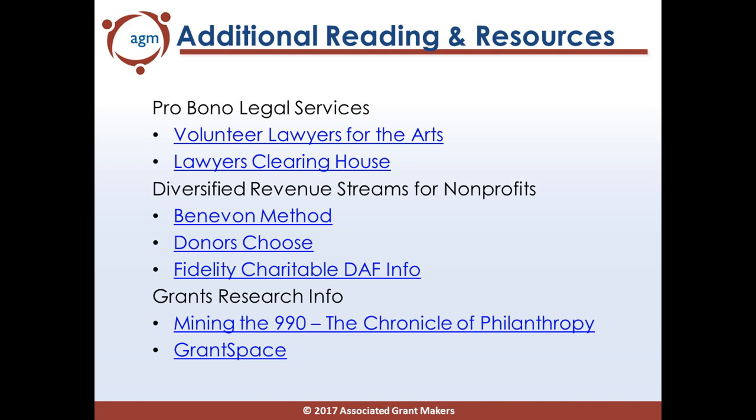Fidelity Charitable has a great resource giving more information about what a donor-advised fund is. I touched on it briefly, but it's very hard to get in front of a donor-advised fund or find information about them. They're very private, and that's kind of the secret to them. But that resource gives a lot of good Q&A on that. Minding the 990 tells you what you should be looking for in a 990 in that article. Grant Space is where I got most of the definitions in the resources I'll be providing to you afterwards.